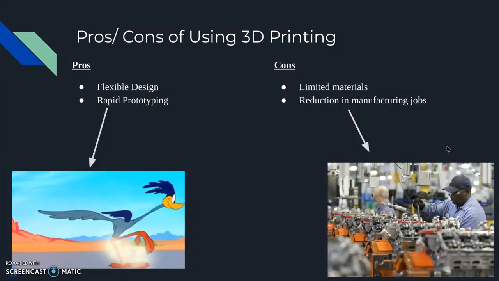Pros and cons of using 3D printing. Pros include flexible design, rapid prototyping, and as far as that, 3D printing can make prototyping more process faster, and overall an efficient experience. Another pro is print on demand. It doesn't need a lot of space, which saves costs. Many people don't want to spend a lot of money when trying to implement and gather their resources into a certain thing.